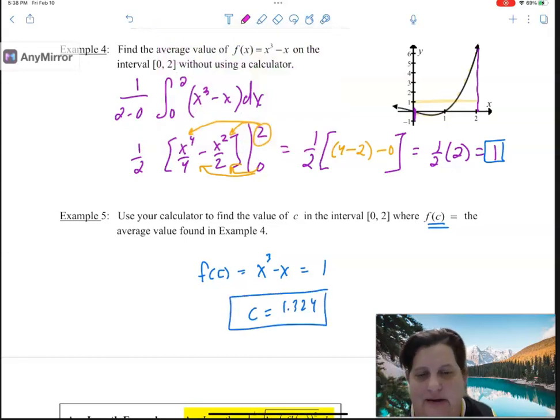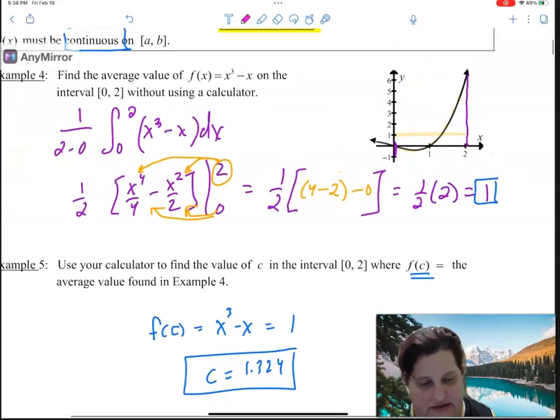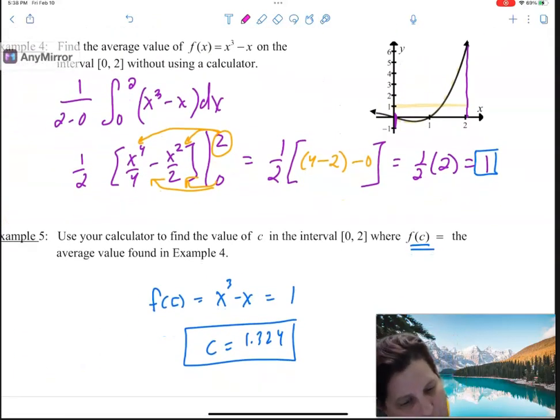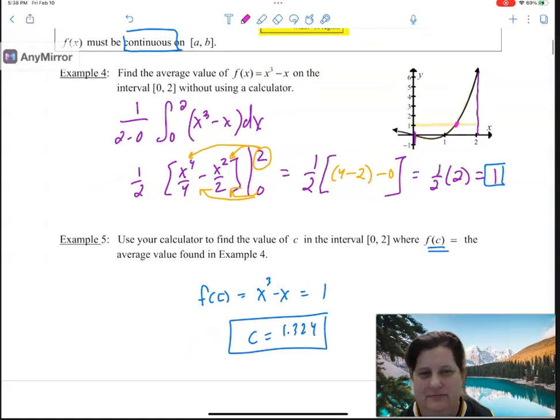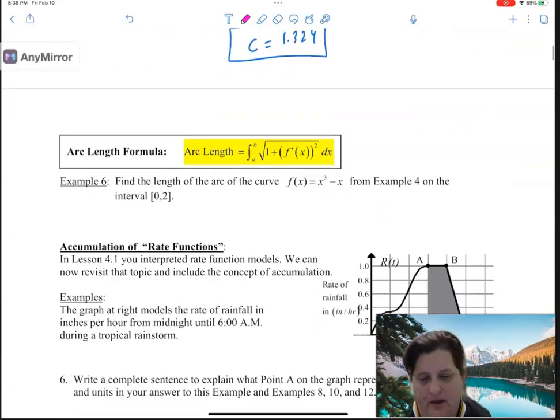So let's say this was like a temperature reading, and this was like time. I'd say at time 1.324, it's the average of all the different times that it will be over the whole day. So pretty straightforward stuff, right?